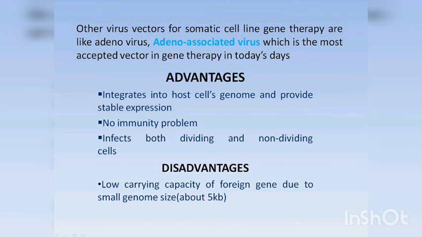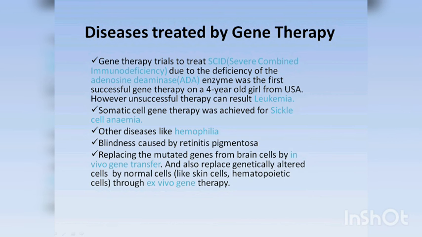There are some other vectors for somatic cell line gene therapy: adenovirus, adeno-associated virus. The adeno-associated virus is the most accepted vector in gene therapy today because the advantages of adeno-associated virus are more than any other vectors used for somatic cell line gene therapy, as the adeno-associated virus integrates into the host cell's genome and provides stable expression. It has no immunity problem and it is non-pathogenic, and it infects both the dividing and non-dividing cells.